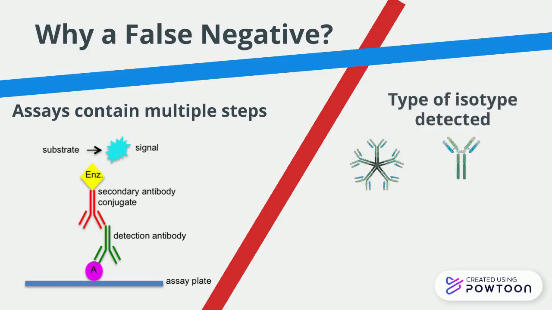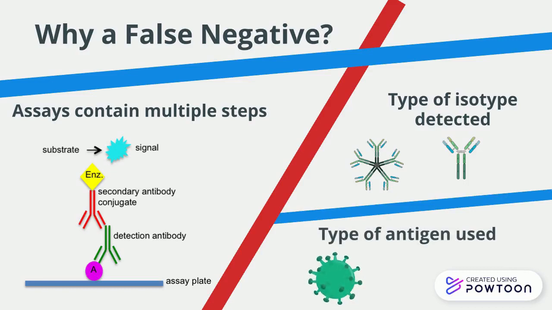Different tests detect different isotypes of antibodies. So, if the patient used a test that detects IgM and they have had the infection over a year ago, they might get a false negative, as IgM levels would have declined over time. Also, different tests use different antigens for detection. The two commonly used for the SARS-CoV-2 virus are the spike and nucleocapsid proteins. It appears that different antibody isotypes have varying sensitivities to these S and N antigens.